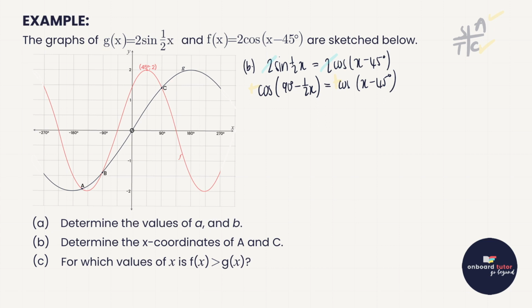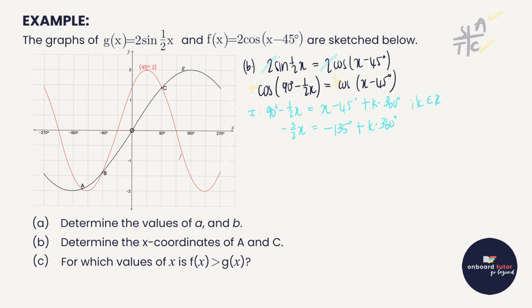Let's apply that in quadrant 1. We can just take the angle as it is. So we can say 90 minus a half x is equal to x minus 45, plus k times 360, where k is an element of the integers. And now we can solve. Bring that other x over. We're going to have minus 1.5x is equal to, if we take that 90 over, it's going to become negative, so minus 135 degrees plus k times 360.